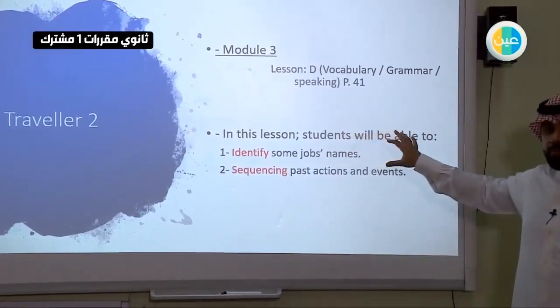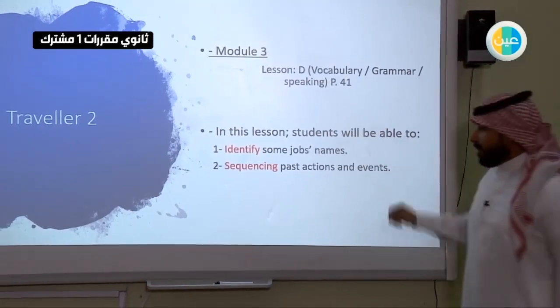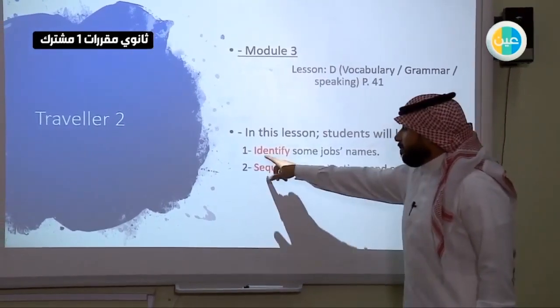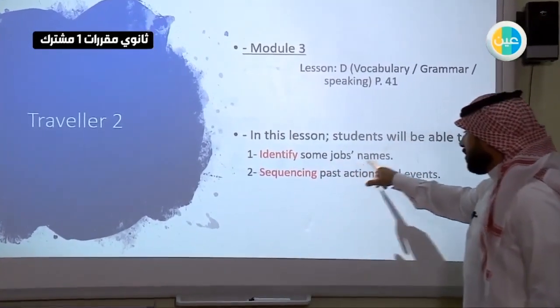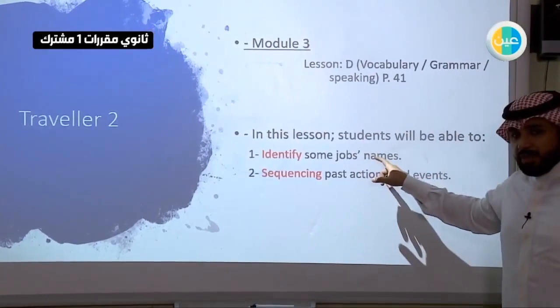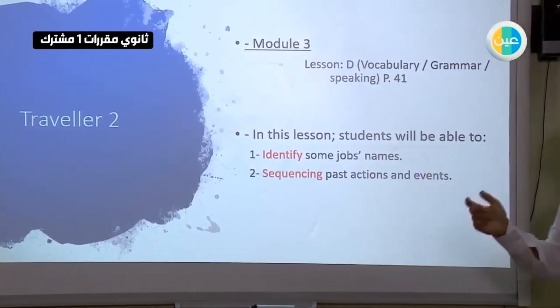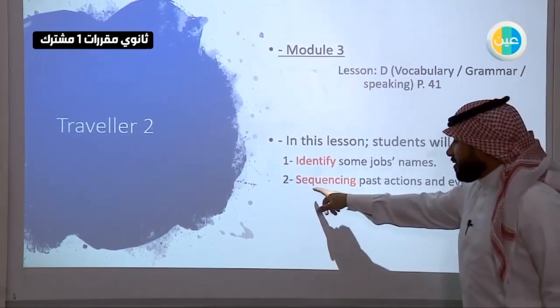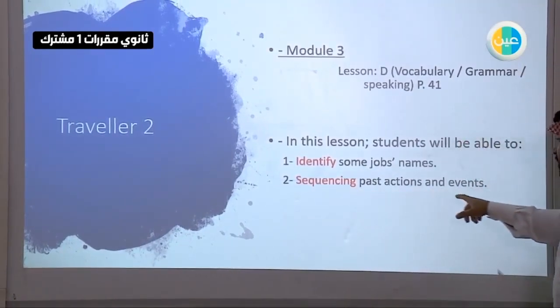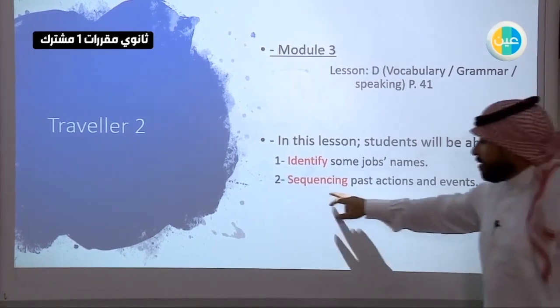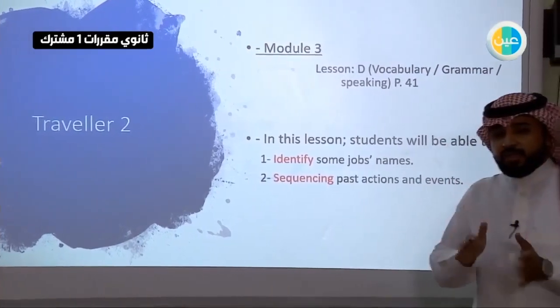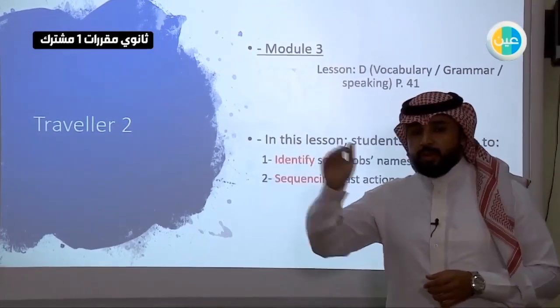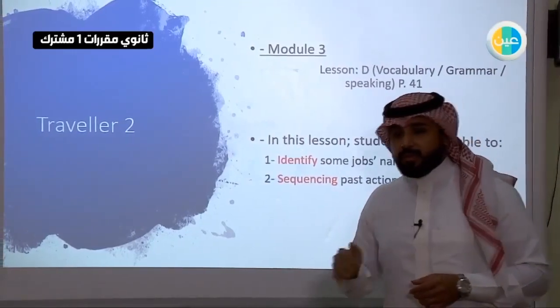These are our objectives or goals for today. The first one, identify some job names, like doctor, teacher, and others. Number 2, sequencing past actions and events. Sequencing means putting things in order, like number 1, number 2, number 3, and so on.